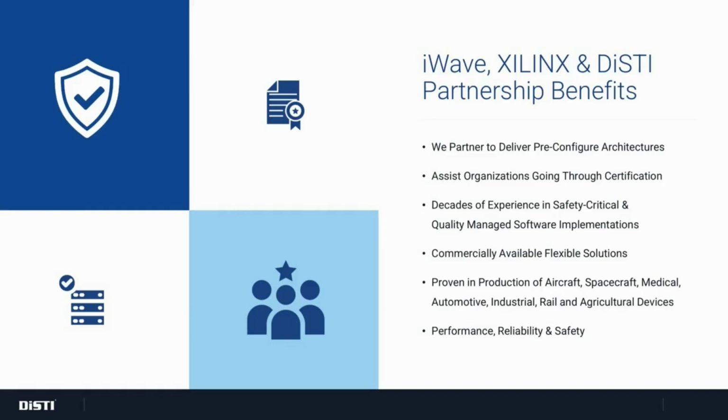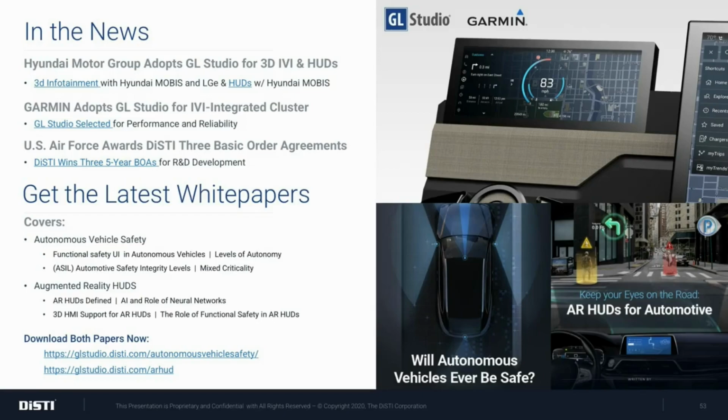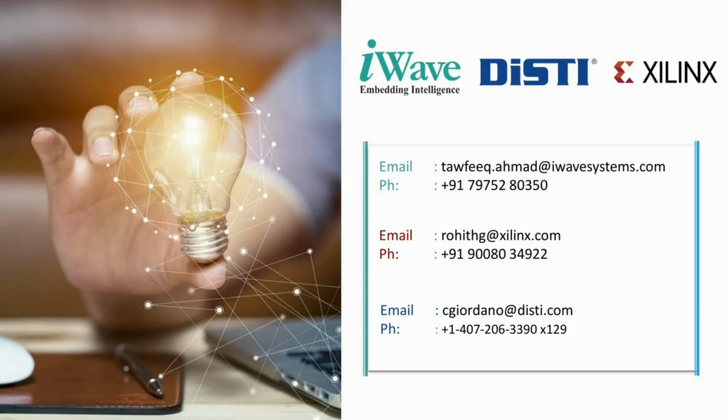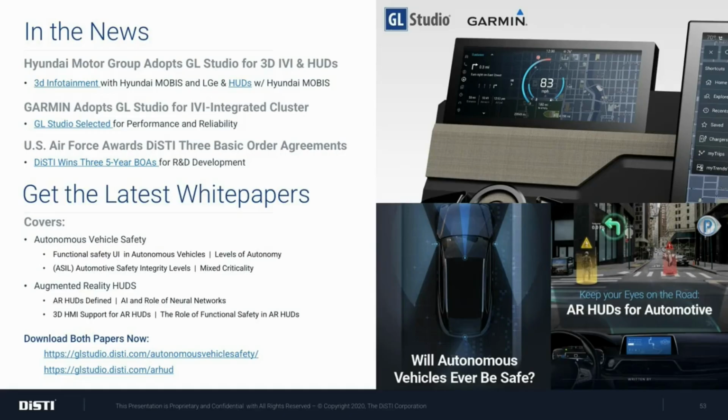And so I'm going to slide over to our last slide here. So real quickly in the news, some of the latest things, we've gotten some major adoptions by Hyundai and Kia Motor Group for 3D infotainment, for heads-up displays. There's a few links in here that you can go to have a look. Garmin has adopted us for their IVI integrated cluster that will actually be showing at CES shortly. And one last, the Air Force has awarded DiSTI with several basic order agreements. They're called BOAs, for 5-year agreements.